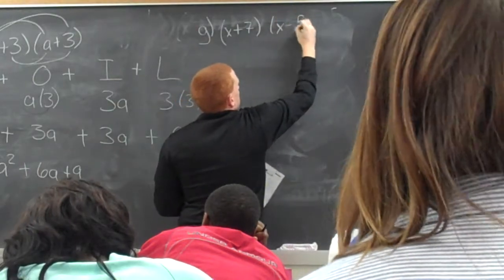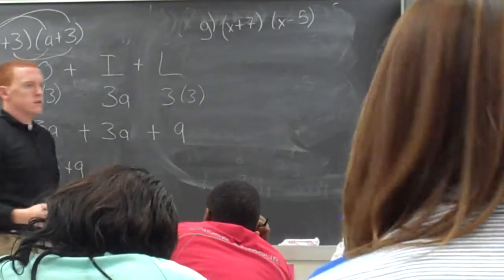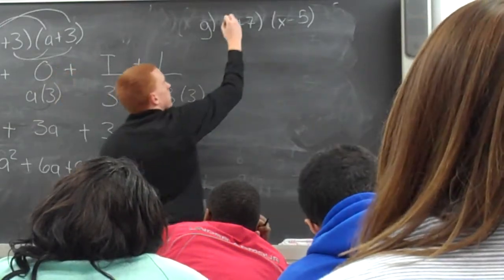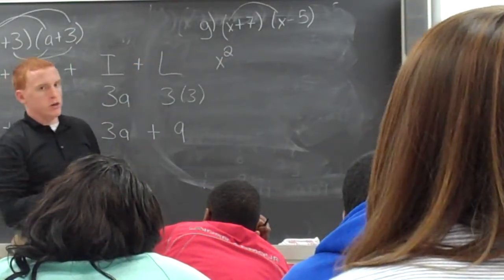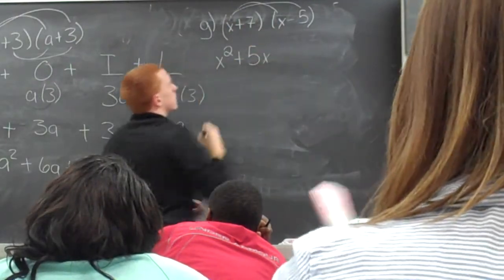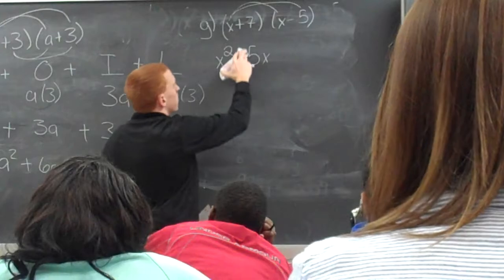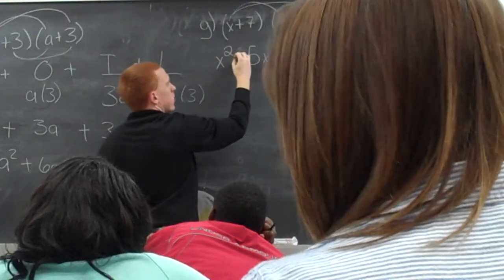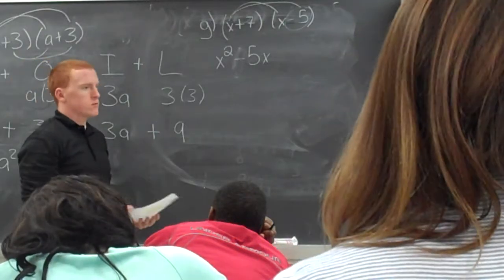X minus 5. Okay, this time I'm not going to write out FOIL, but luckily we have the process here. So first is x times x, which is x squared, and then outer, x times 5. Remember, we're adding between them, so 5x. Oh, it is a negative 5. Great catch there. Because it's x times negative 5, remember the negative, that's also negative 5x. So we could have wrote plus a negative 5x, but we all know that's just minus.